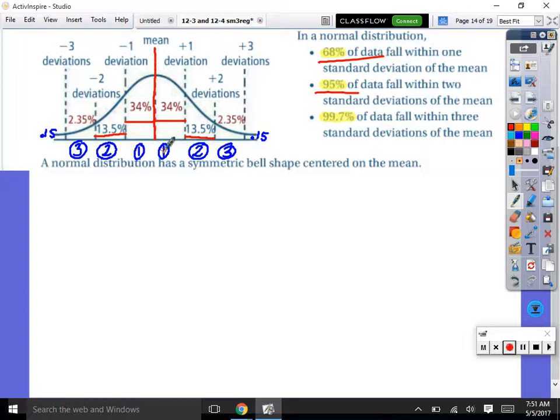99.7%, almost all of the data, will fall within at least 3 standard deviations of the mean. We already know that 68 was here, and then 95 was from here to here. So let's do 99.7 minus 95. What's that? 4.7, and then divided by 2. So that means that 2.35% will fall within 3 standard deviations above, and 2.35% will fall within 3 standard deviations below. After that, barely any, so 0.3%, less than 1, will fall outside of 3 standard deviations from the mean.